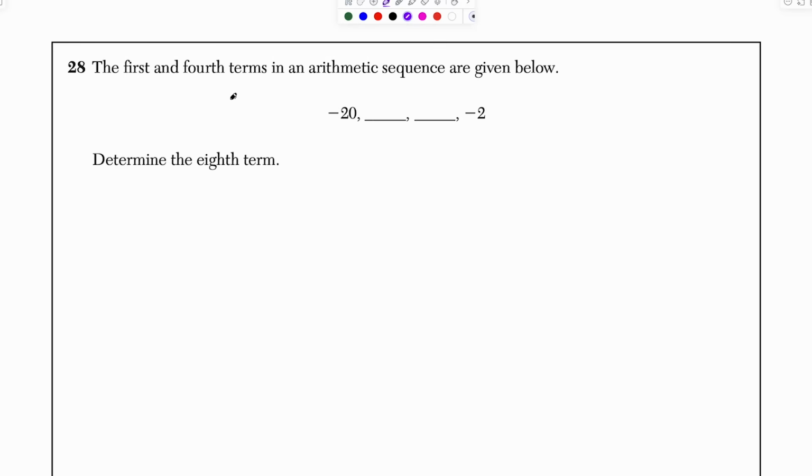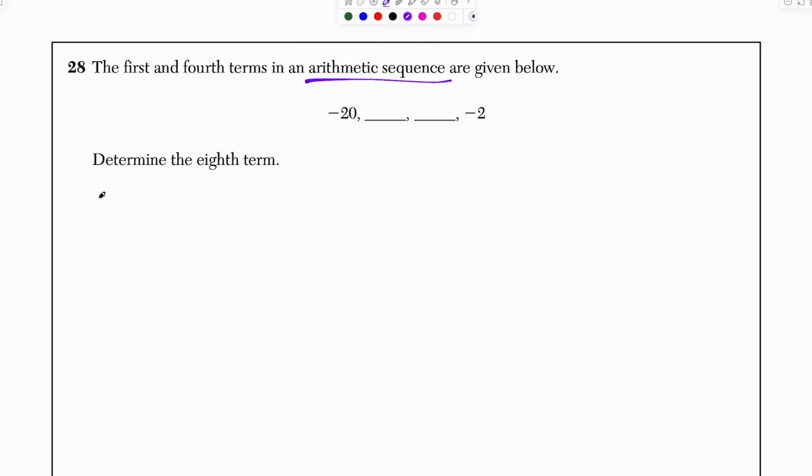Question 28, the first and fourth terms in an arithmetic sequence are given below. So we have negative 20 is the first term, the second and third terms are missing, and negative 2 is the fourth term. And we have to determine the eighth term. For this one, I'll do the algebraic method first, and then I'll show how you could just do this by brute force. Since we are dealing with an arithmetic sequence, that means the same thing is being added each time to get from one term to the next.